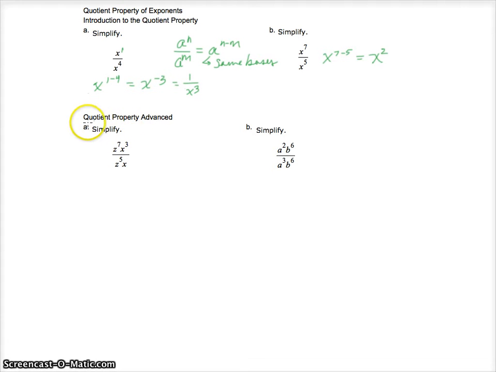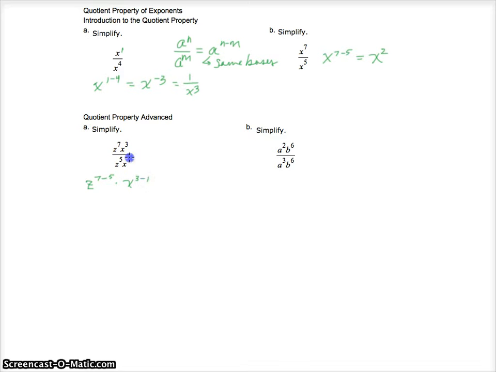So at the advanced section, let's look at letter A. It says simplify z to the 7 divided by z to the 5th and x to the 3rd divided by x to the 1st. So here's a good example of why we have to make sure we're careful to only work with the same bases. So I can't do 7 minus 1 or 3 minus 5. I've got to work with the z's and the x's only. So it can only be z to the 7 minus 5 times x to the 3 minus 1.